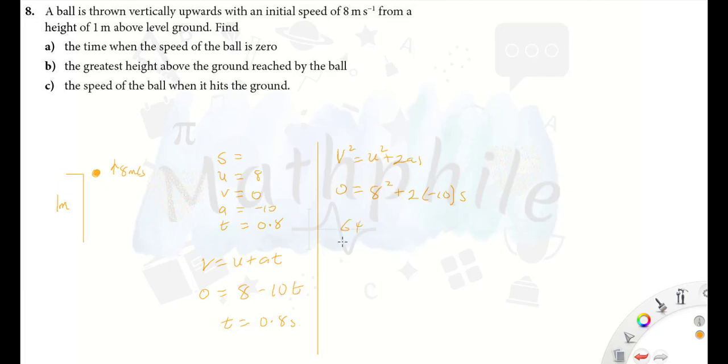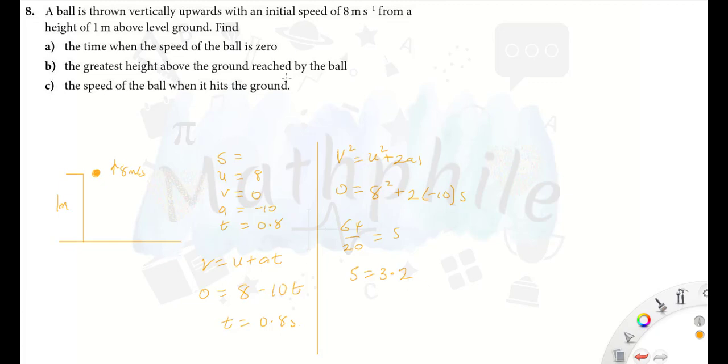So 64 divided by 20. No, negative 20. Oh, okay, yeah, the same thing. That's 3.2. Okay, so s is 3.2. But does that answer the question? They said the greatest height above the ground reached by the ball. The ground is down there, so we have to add the 1 meter.